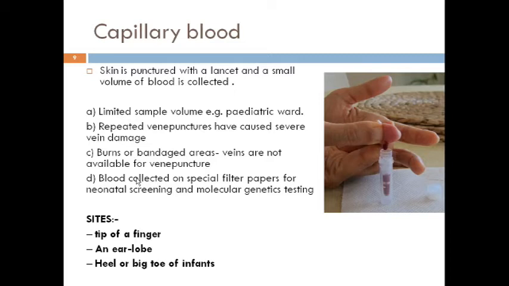Why do we require skin puncture? Mainly when we require a limited sample or when there is severe vein damage, when veins are not available for vein puncture, and for blood collection on a specific filter paper for neonatal screening or molecular genetic testing. So for this we require capillary blood.